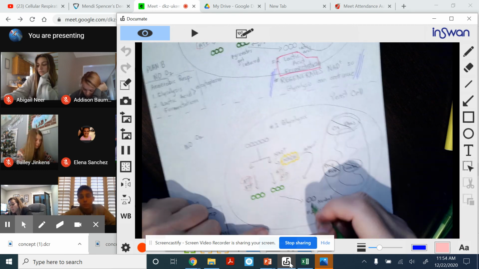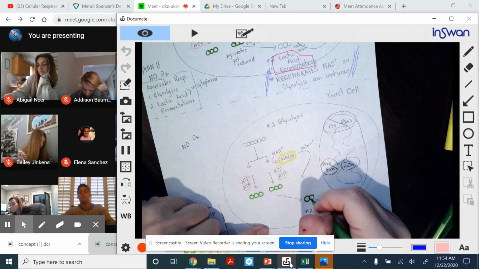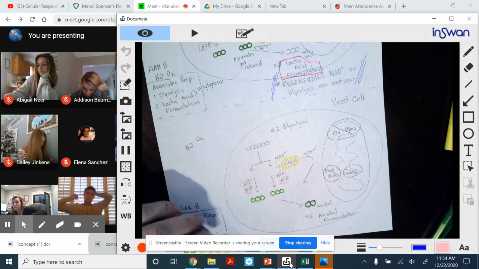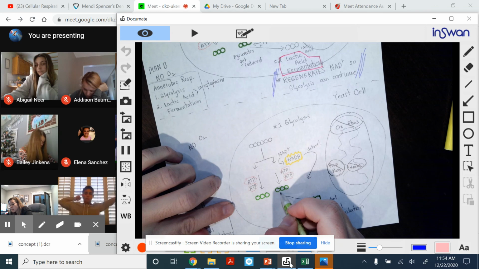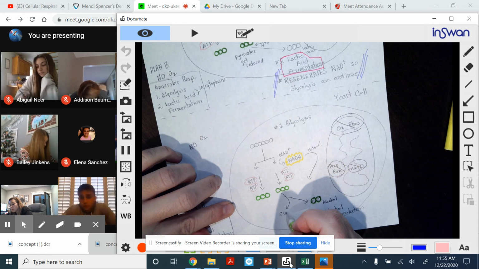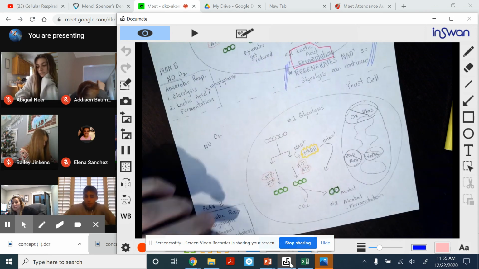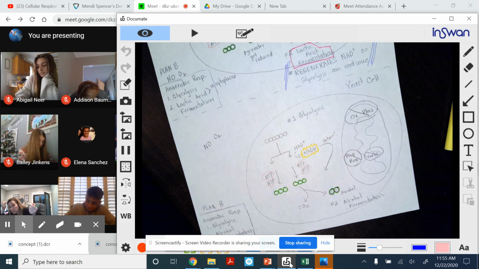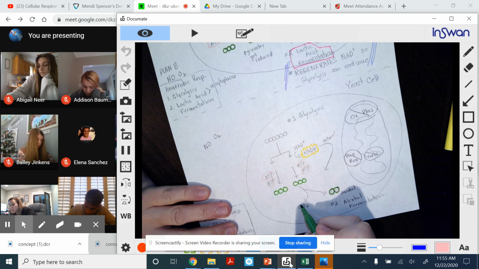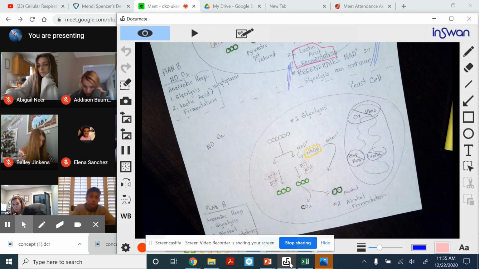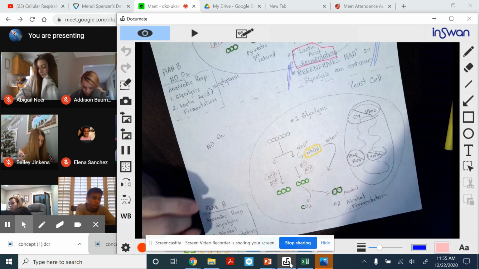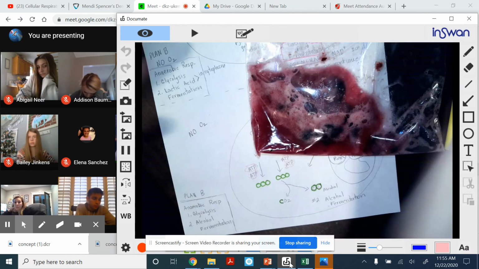Awesome. And anytime a carbon gets removed, it combines with two oxygens. So notice that when I was doing lactic acid fermentation, we don't generate any CO2. But yeast do make CO2. See all my bubbles in there?